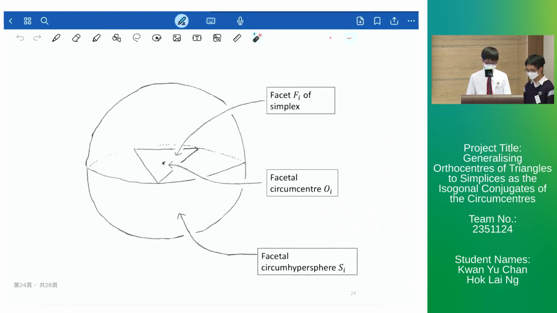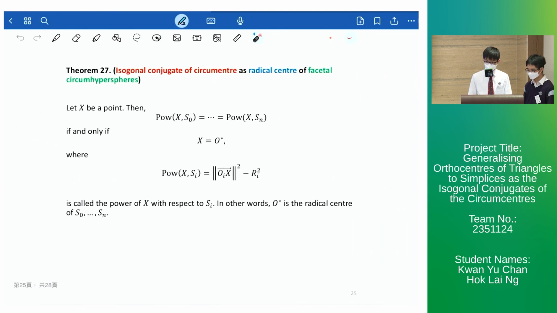2. The facetal circumhypersphere Si of a facet Fi is defined as the hypersphere centered at the circumcenter of Fi and passing through all of the vertices lying on Fi. Our final Theorem 27 states that O star is the radical center of all the facetal circumhyperspheres. In other words, it is the unique point having equal powers to all the facetal circumhyperspheres.